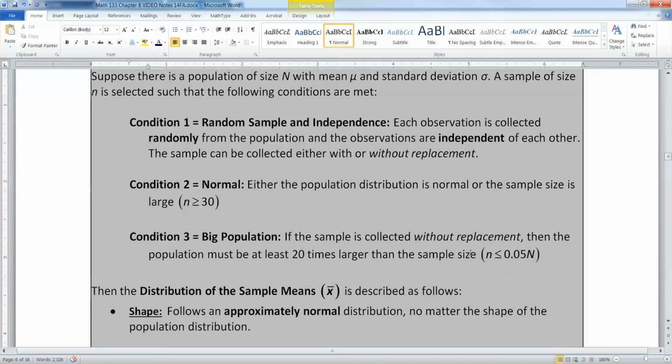So if you're going to talk about the average score on the SATs, you only want to have a group of about 40 students. You want to compare one group of 40 students to another group of 40 students to another group of 40 students. You wouldn't want to do samples that are so huge that they are larger than 5% of the population of all students that take this test.